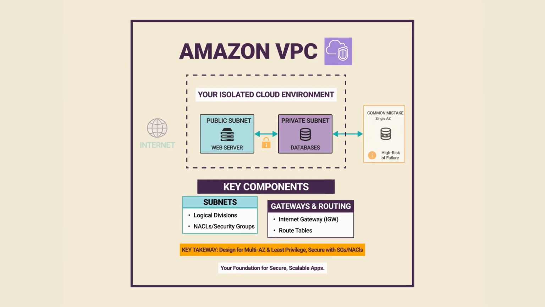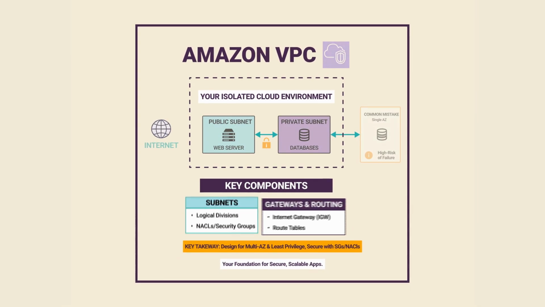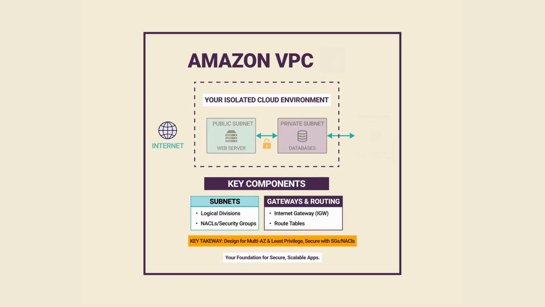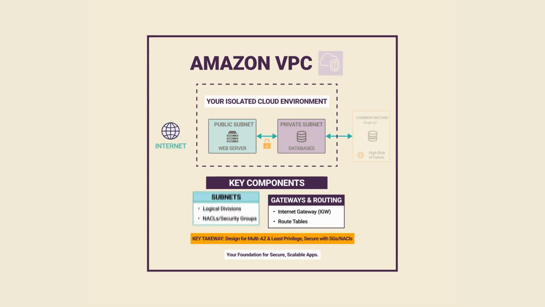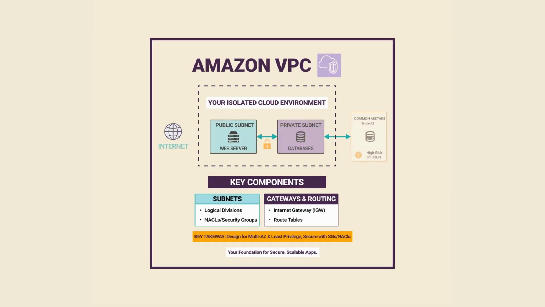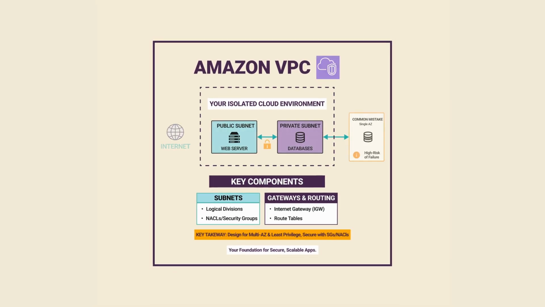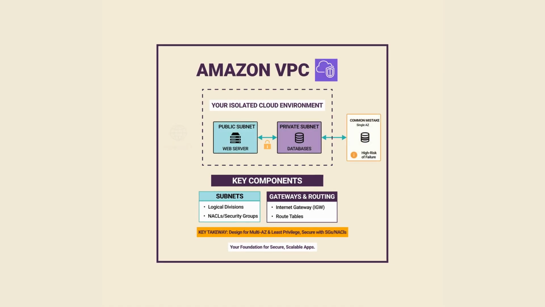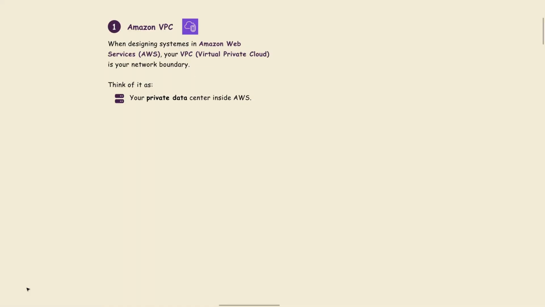When designing systems in Amazon Web Services, your Amazon VPC, Virtual Private Cloud, is your network boundary. This is not just a configuration step. This is a foundational architectural decision. Your VPC defines where your workloads live, how they communicate, and how they are protected. Think of it as your private data center inside AWS.